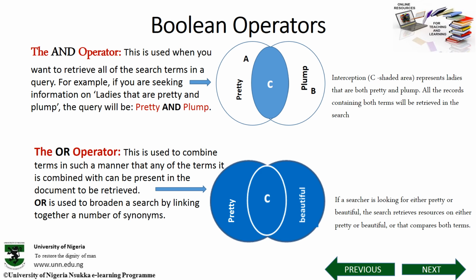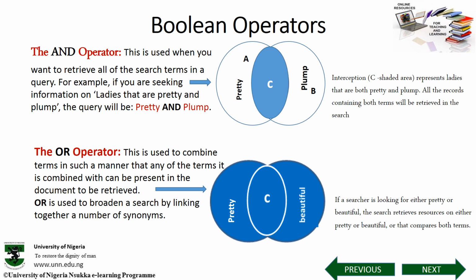Examples of Boolean operators are AND, OR, NOT. You should note that these Boolean operators are usually written in capitals. The AND operator is used when you want to retrieve all of the search terms in a query. For example, if you are seeking information on ladies that are pretty and plump, the query will be pretty AND plump. The OR operator is used to combine terms in such a manner that any of the terms it is combined with can be present in the document to be retrieved.